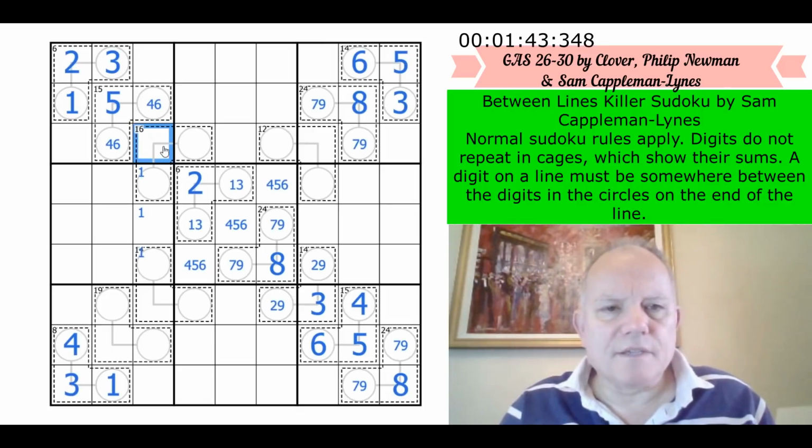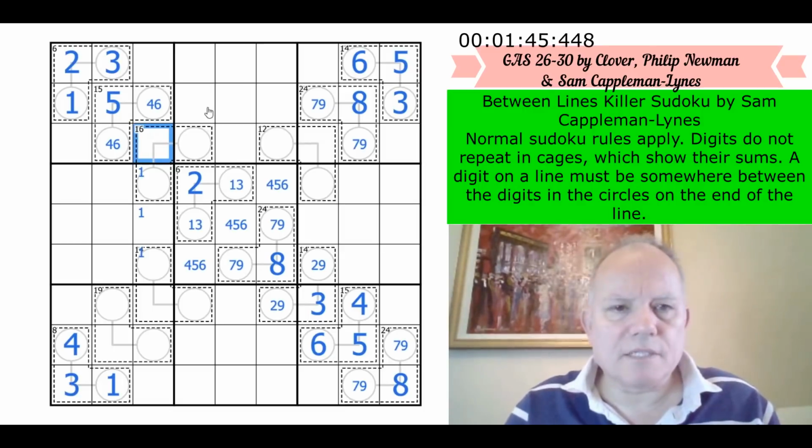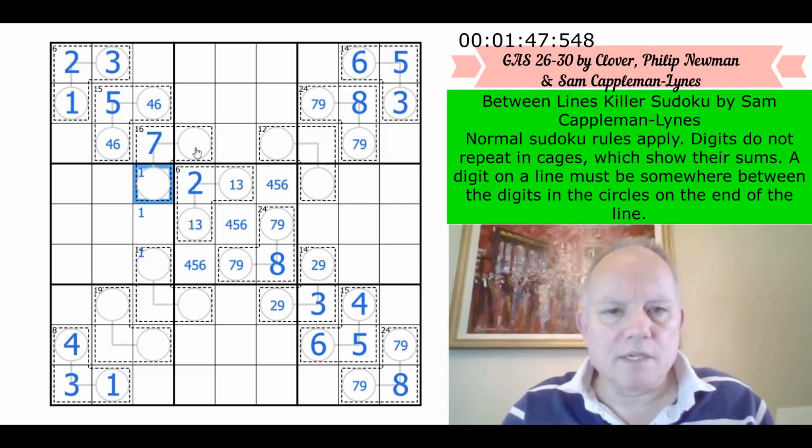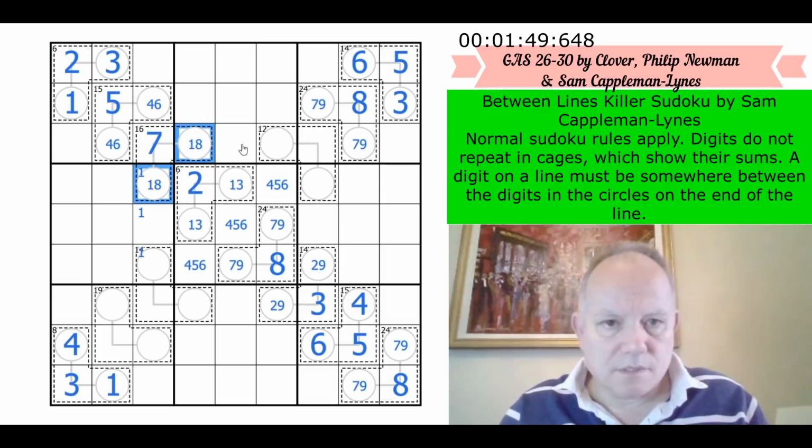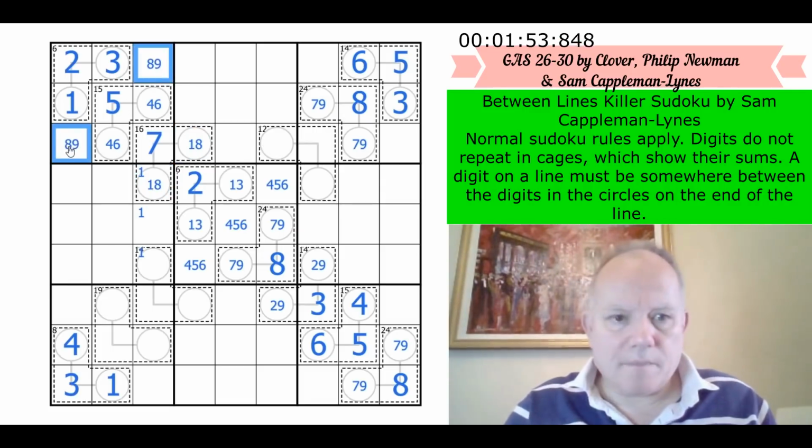Can it be 8? No, because it would have a 9 in the circle. So it has to be 7 with an 8 and a 1 in the circles. So those are an 8, 9 pair.